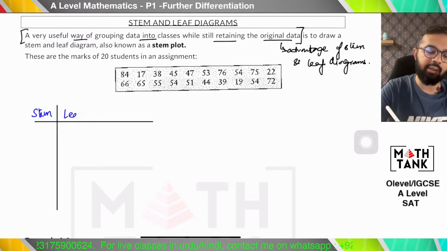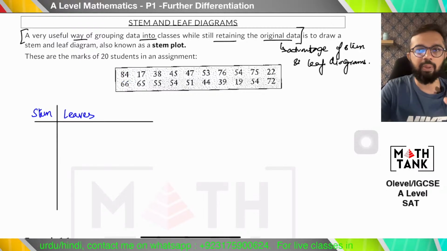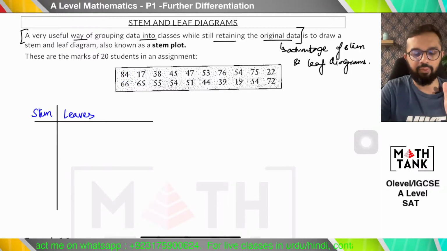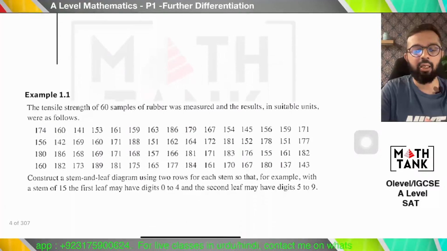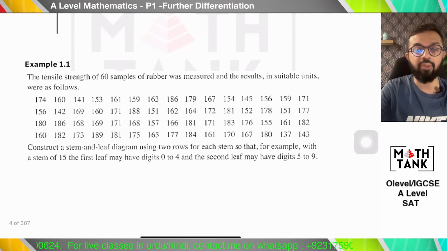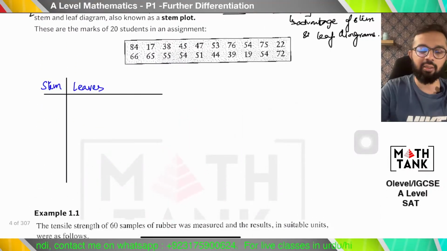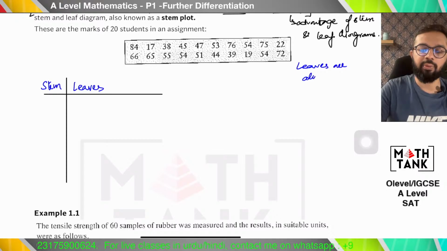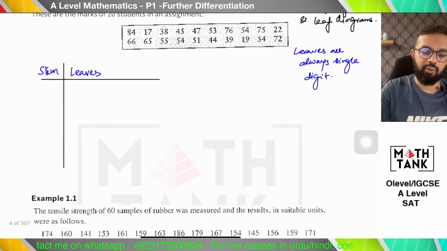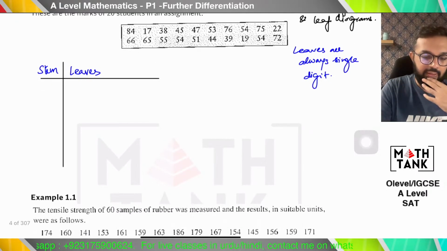Stem and leaves. Okay. Every number now, since this is a 2-digit number, I can split one into stem and one into leaf. इसको दो हिस्सों में break कर देंगे. यहाँ पे 3-digit numbers हैं next question में, तो उनको 2 और 1 में break कर देंगे. Leaves हमेशा single digit होते हैं. सही है. Leaves are always single digit.